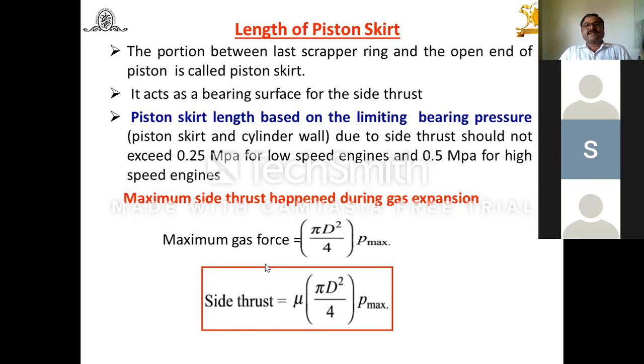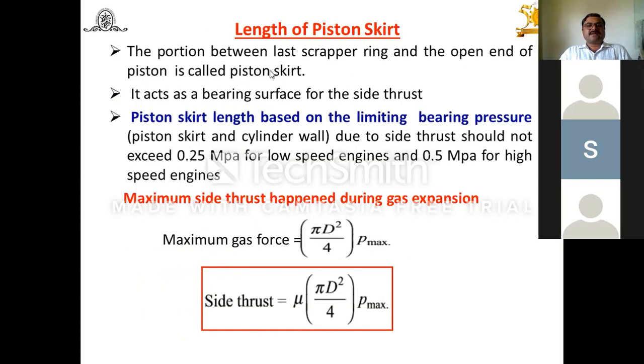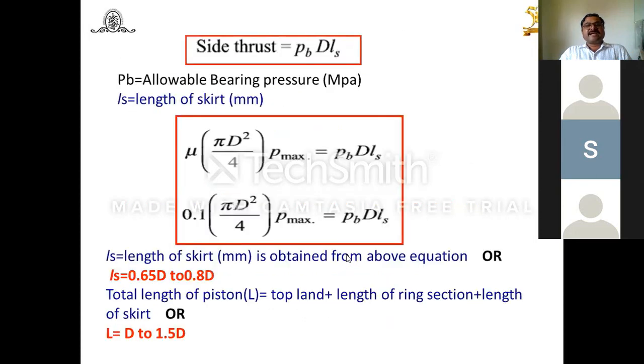Again, from the connecting rod also, whatever thrust is exerted, you can find the side thrust because of this connecting rod: you will get PB into D into LS, where D is the bore diameter, LS is the length of the skirt, and PB is the allowable bearing pressure on the skirt area. You can compare this side thrust and the side thrust because of the gas expansion, and what you will get is LS. LS means the length of the skirt. From this equation, you will get LS.